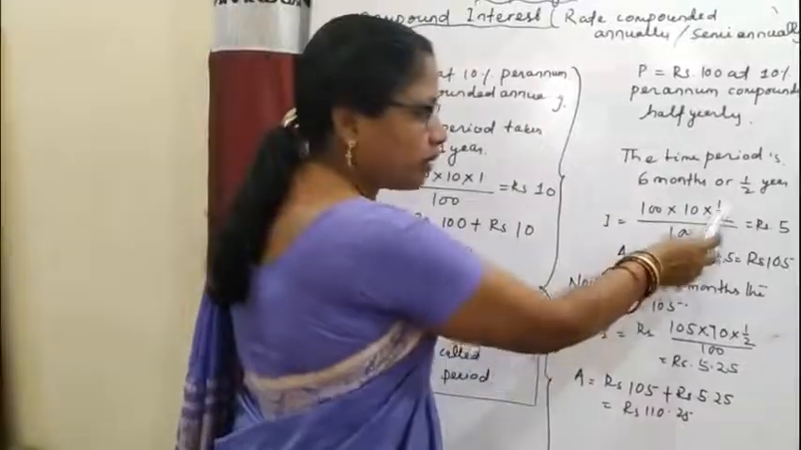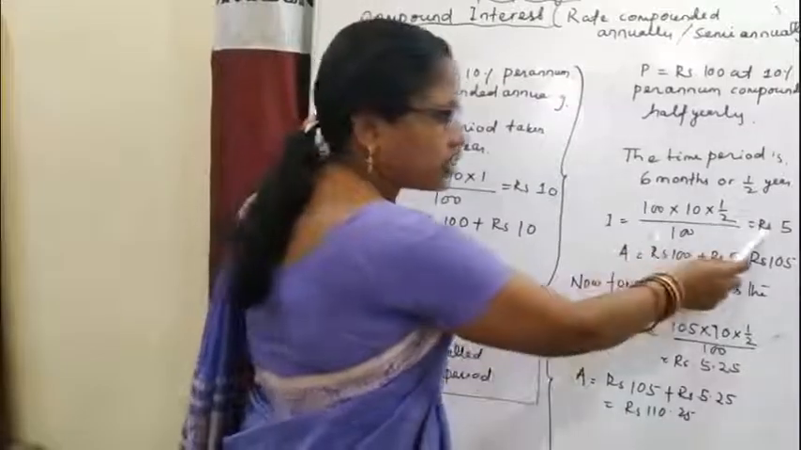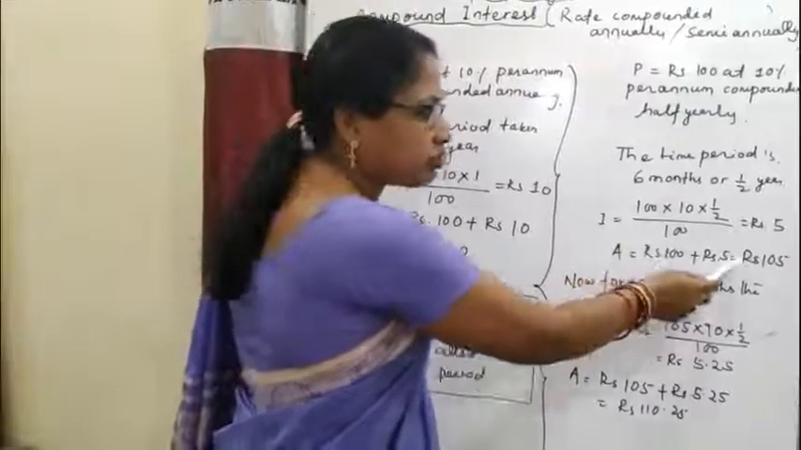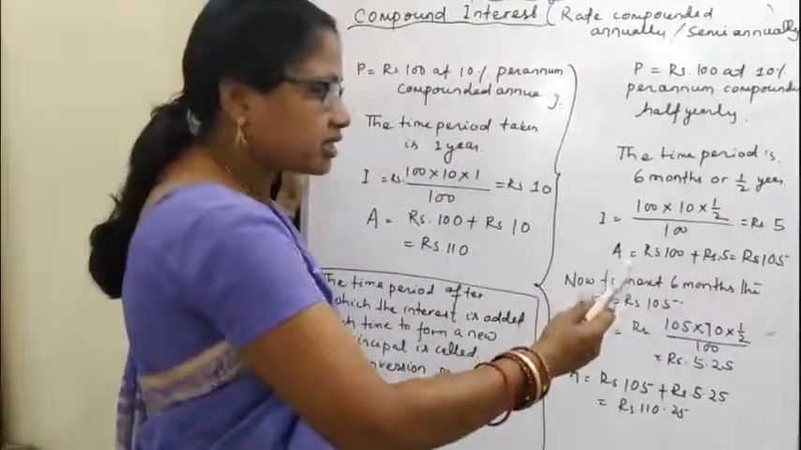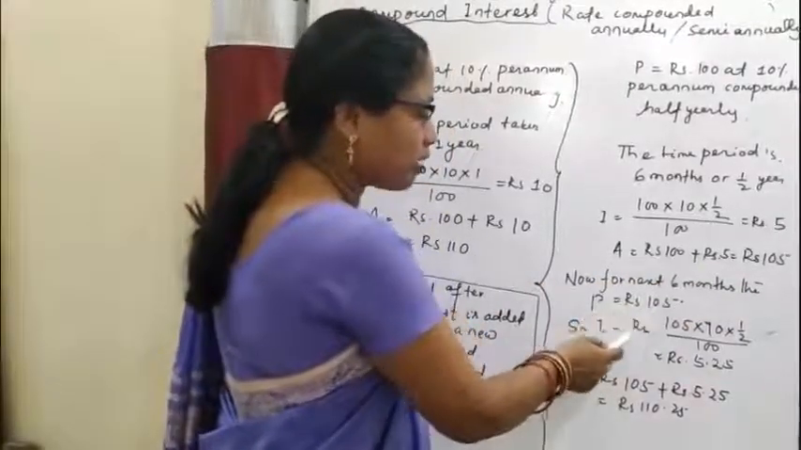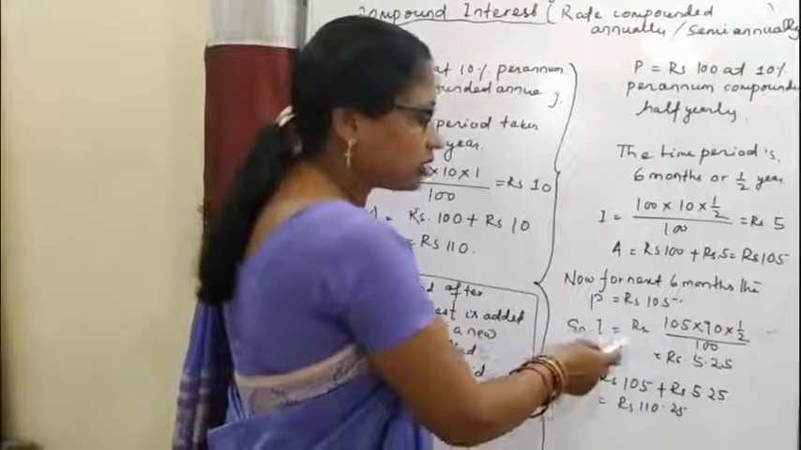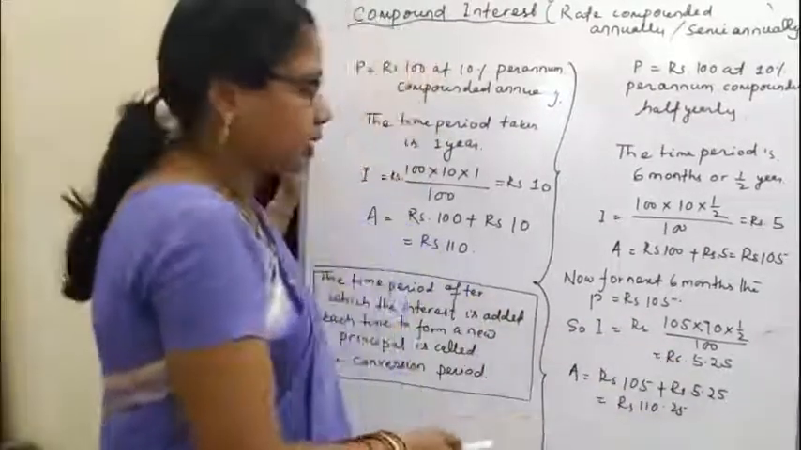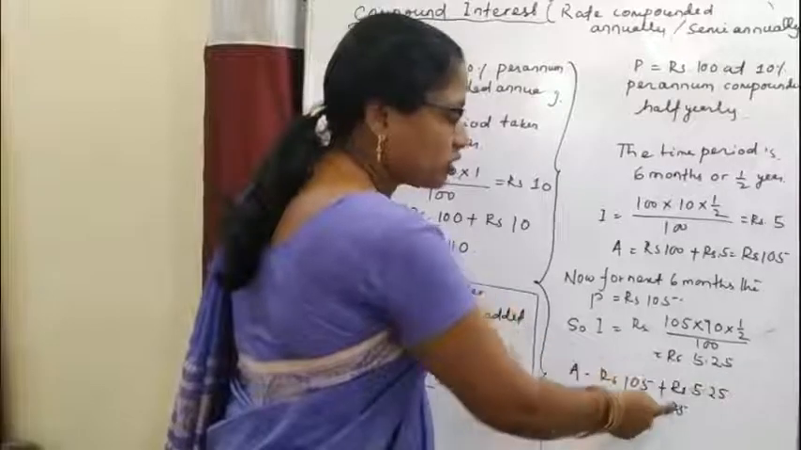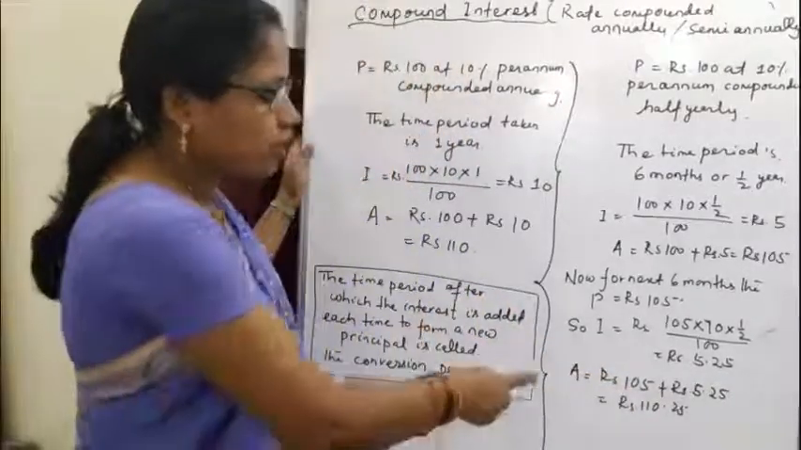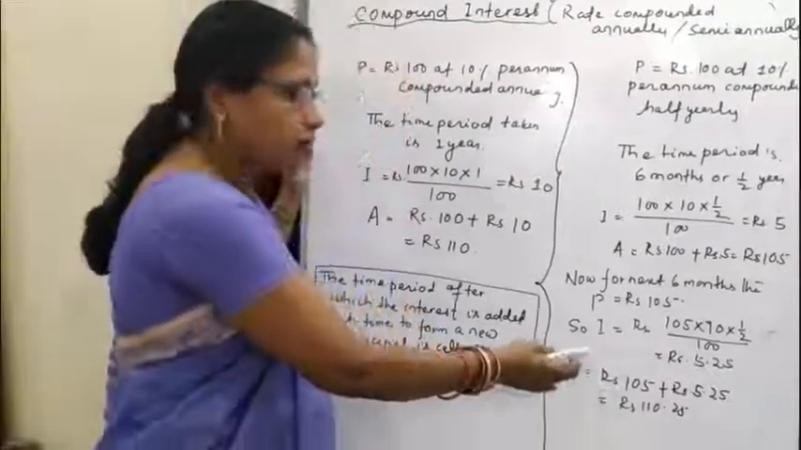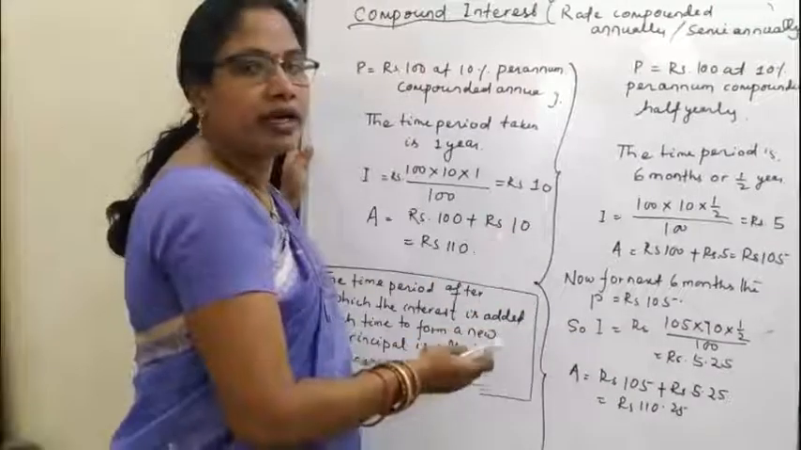So here we multiply half with 10. So the simple interest is rupees 5. So the amount at the end of 6 months is rupees 105. For the next 6 months, the principal will be 105. On principal 105 we calculate again the simple interest, that will become rupees 5.25. And the net amount after 1 year is rupees 105 plus rupees 5.25, which is equal to rupees 110.25. So this is the amount at the end of the first year if the interest is compounded semi-annually.